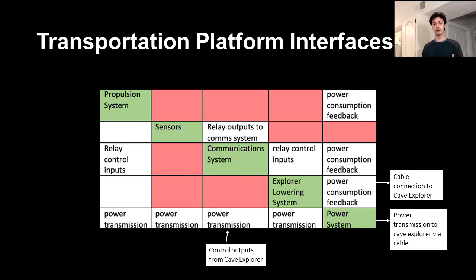So the transportation platform also mainly exists as a base of operations for the cave explorer. It provides a way for it to move around, interacting physically with it via a holding bay, and provides a method of data relay between the cave explorer and the lander.